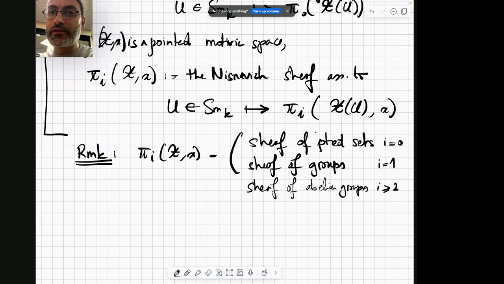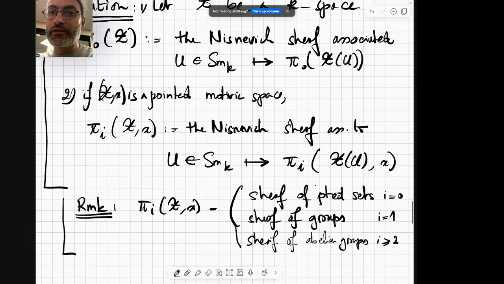Okay, that's kind of, yeah. It's a consequence of the similar result for CW complexes, and the fact that unification preserves this kind of structure, so it's kind of clear. Okay, now this is not really what we want to do.